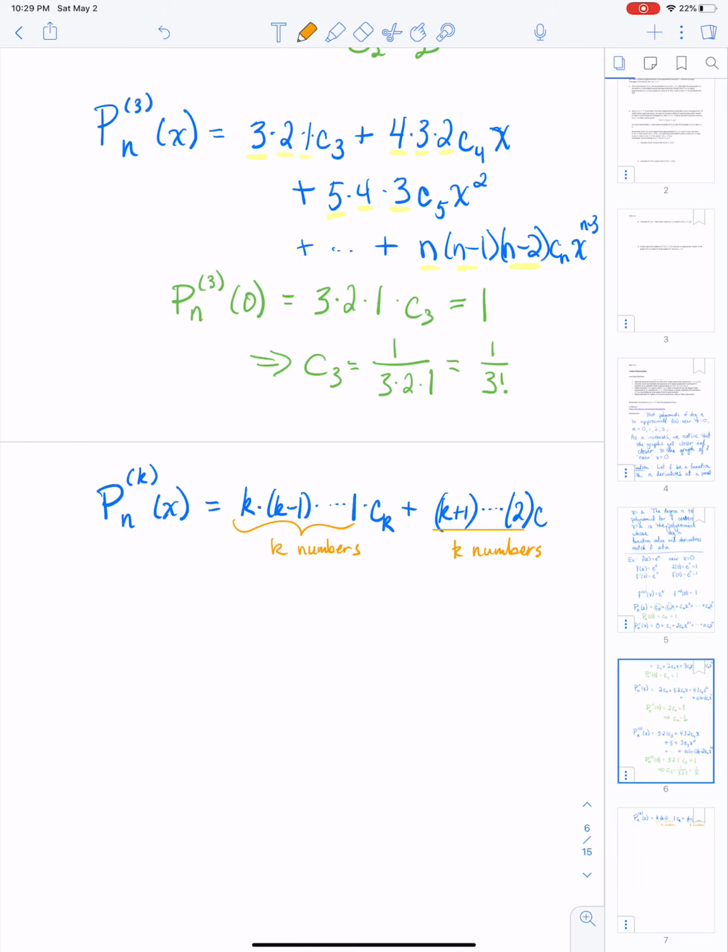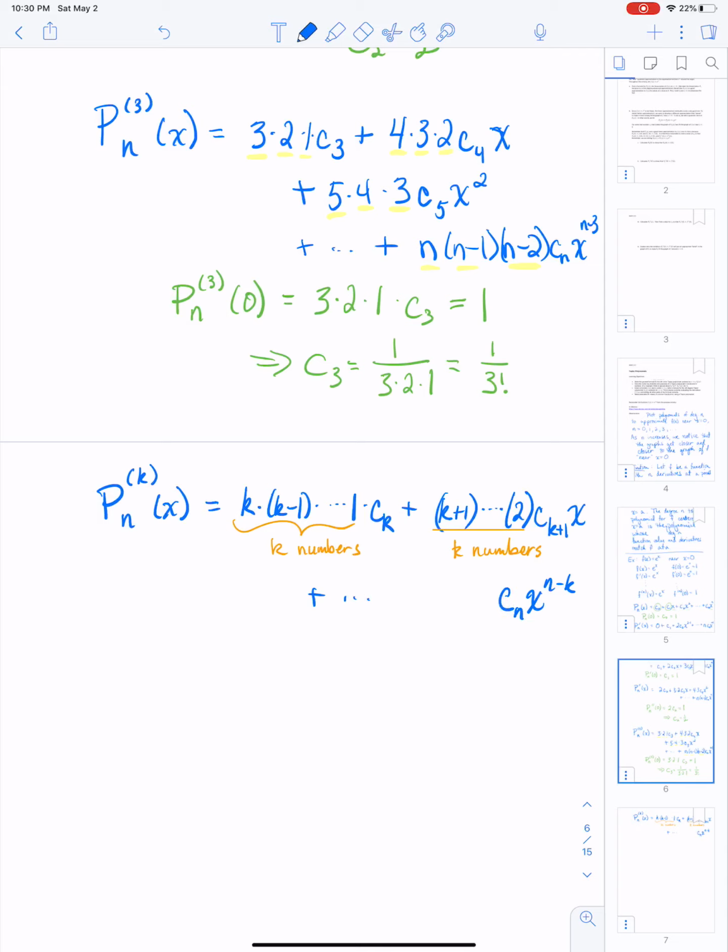From the K different derivatives that we've taken. Okay, and then this is C_{k+1}, and there is just an X here, right? So notice, just pattern matching, that the polynomial P3 has a constant term, a term with an X, a term with an X squared, all the way up to n minus 3. So the kth derivative is going to have a constant term, an X term, all the way up to, the last one is going to have a term that is x to the n minus k.